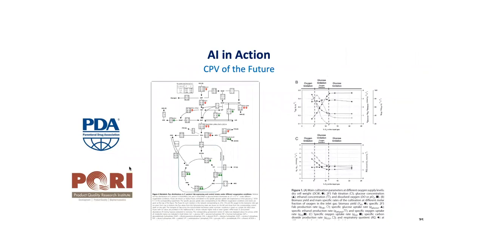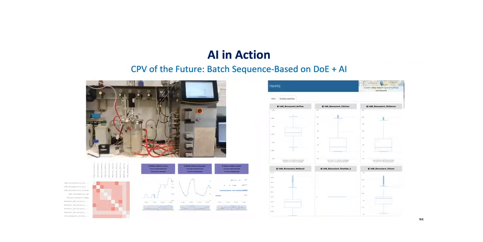This is the other example coming from the CPV of the future that I mentioned before, that we are working on with the Product Quality Research Institute and the PDA. This is the metabolism of the Pichia pastoris, very, very complex. And Pichia pastoris is used in food, but also in drugs. The thing is, how can we ensure that every single batch we produce is good?